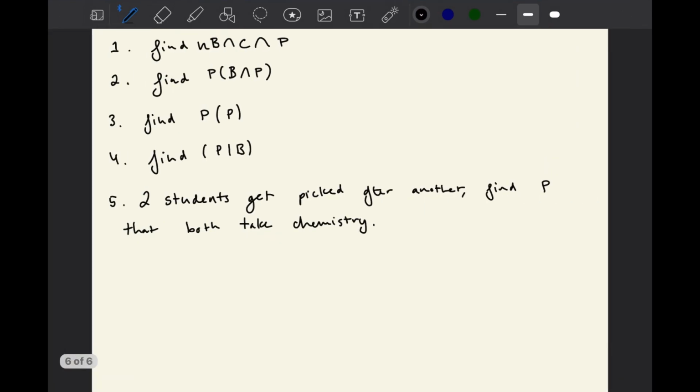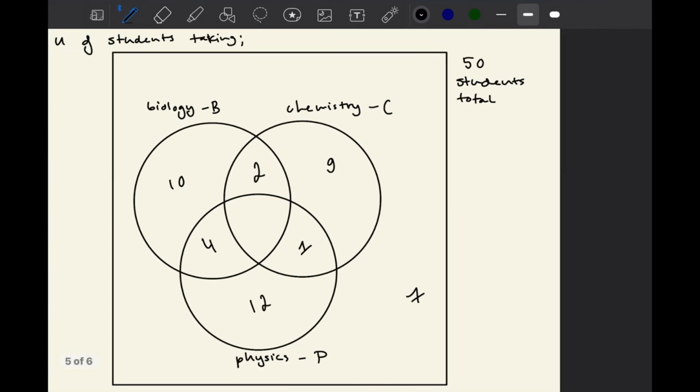So let's look at the questions. The first question is to find, and let's apply our set notation theory, the number of elements in biology intersecting with C, intersecting with P. And what does that mean? That just means something that they all share. And because it's the number, we want to find the number of students that take biology, chemistry, and physics.